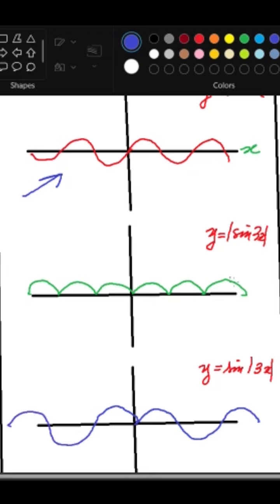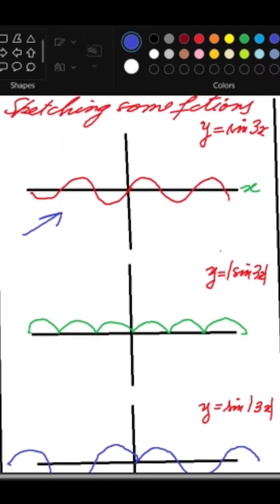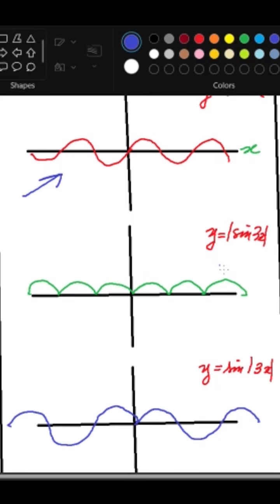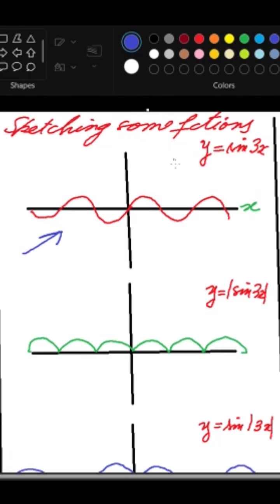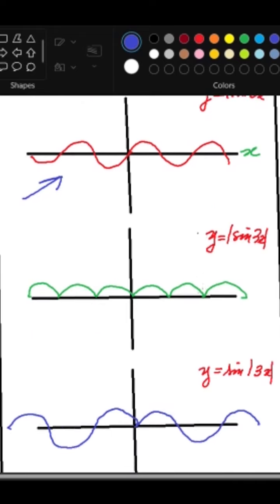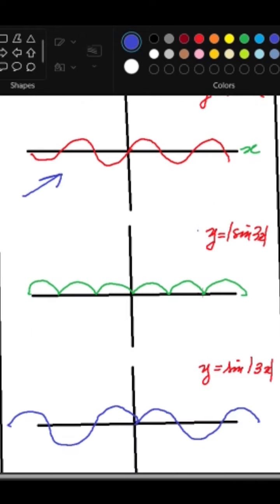So, as you can see, there are quite some changes, at least little ones, if we go from y equals sine of 3x to y equals absolute value of sine of 3x, and to y equals sine of the absolute value of 3x.